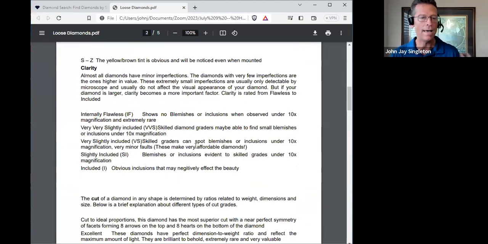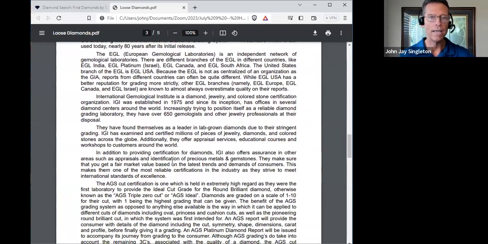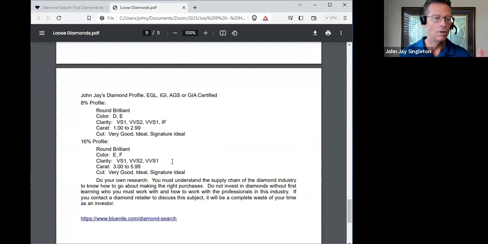Now, I have two categories of what I suggest you look at. I'm going to suggest that you purchase the round diamonds. They're called round brilliant. You're looking right now at my profile. When I say 8% profile based on my research, this diamond here would give you an 8% return on your money. So it's kind of like buying precious metals. The 10-year period that I described here, from 2003 to 2013, did produce this type of diamond that I'm highlighting here. It did produce 8% returns.